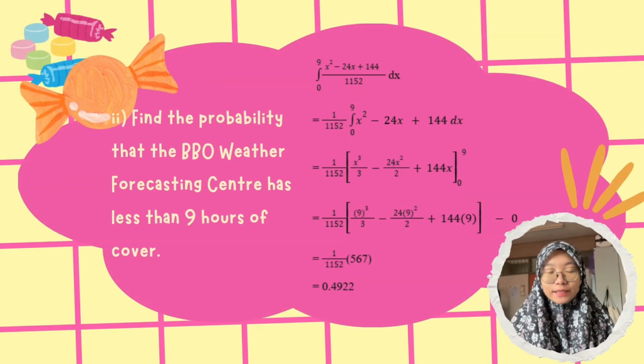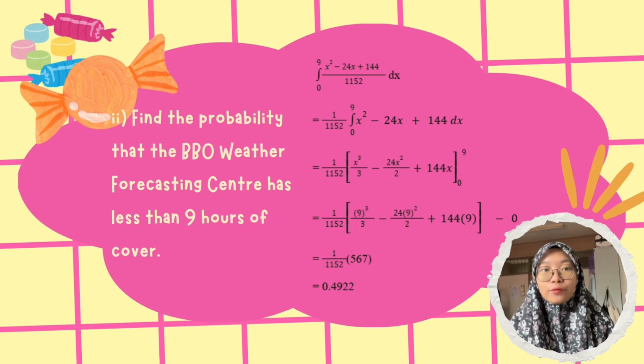For the second question, we are solving a problem to find the probability that the BBO Weather Forecasting Center has less than 9 hours of cover. To do this, we need to integrate this function over the range from 0 to 9 to find the probabilities in that interval. First, we take the constant factor outside the integral, leaving the quadratic expression to be integrated. The quadratic expression has 3 terms to be integrated. We integrate each of them separately.